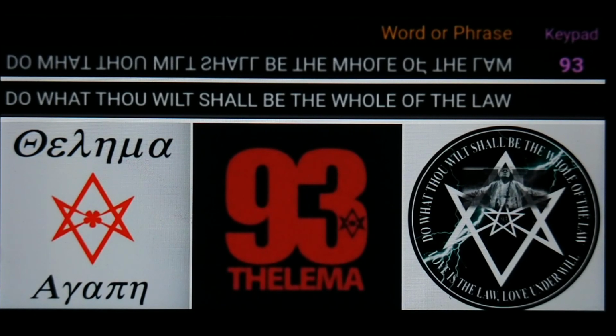So again, thelema, the Greek word, has a Greek isopsephy of 93, and then if you type out those English letters and flip them upside down, we can get a 93 with a reverse satanic cipher.